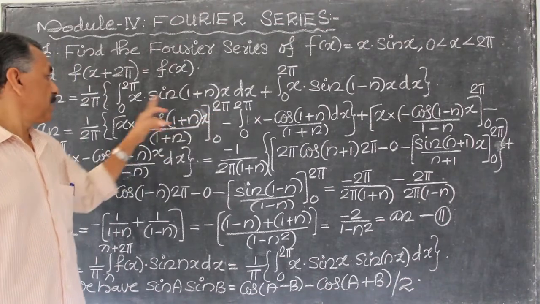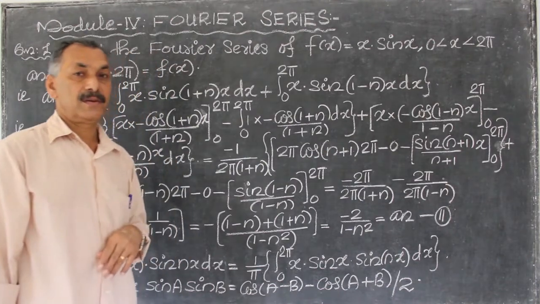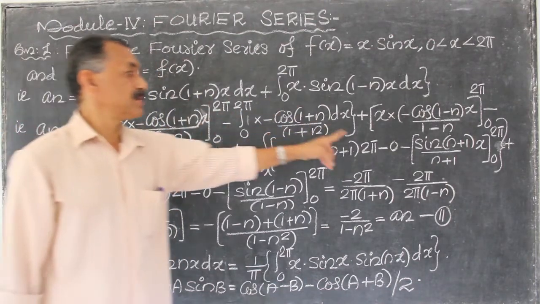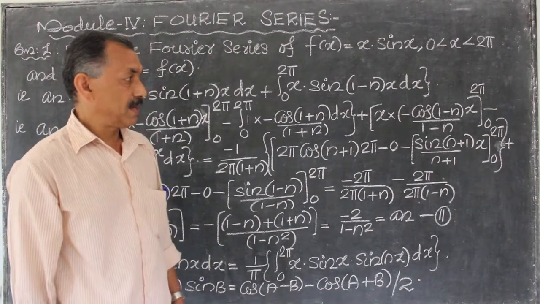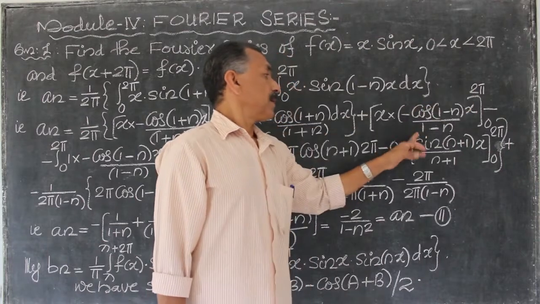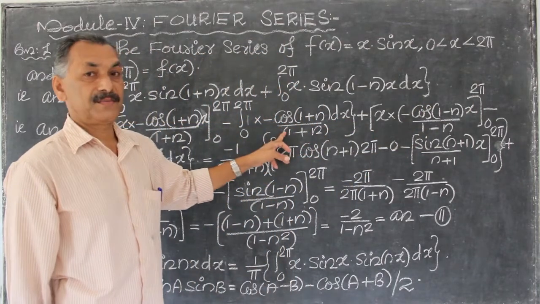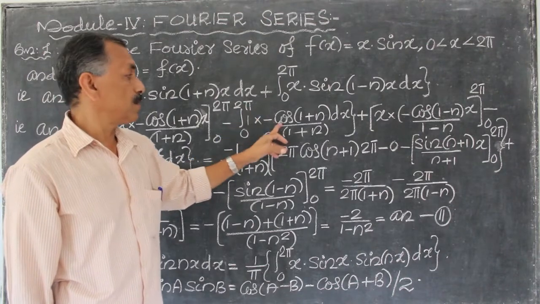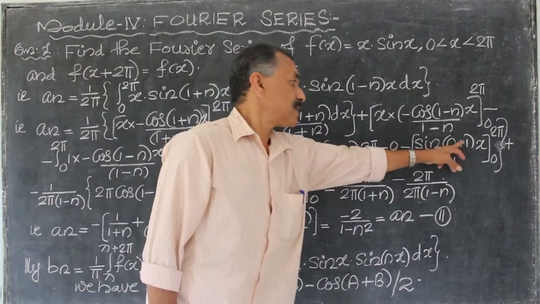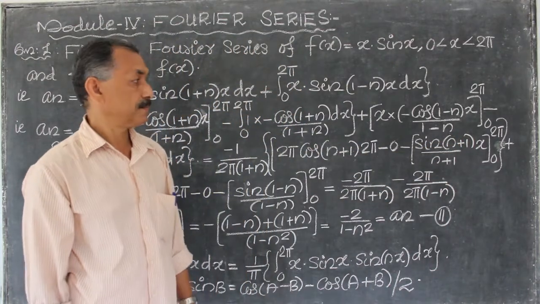Applying upper limit we have 2π cos(n+1) into 2π. When we put x equal to 0, this here becomes 0, then another time 0. Minus, upper limit apply, and then the integral of this one. This integral from 0 to 2π: minus cos(1+n)x integral, sin((n+1)x) divided by (n+1), between the limits 0 to 2π.